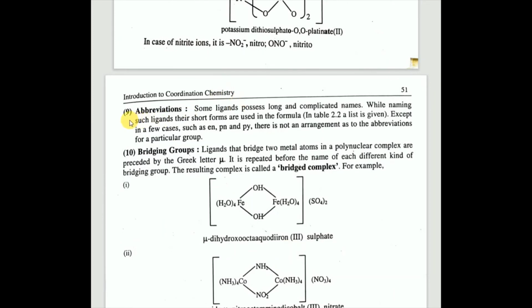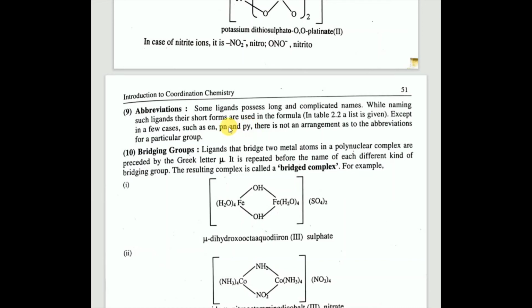Then the ninth rule is abbreviations. Some ligands possess long and complicated names. So when we write the names of these ligands, we write small abbreviations, like en, pn, py. En means ethylenediamine, phen means phenanthroline, py means pyridine, EDTA means ethylenediaminetetraacetic acid.